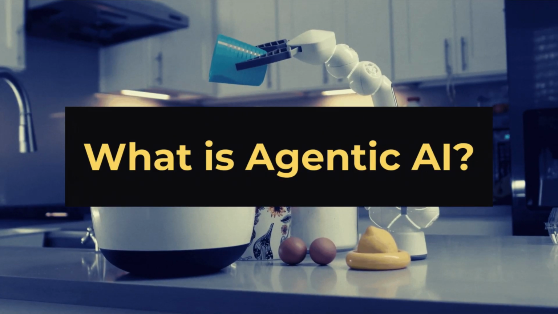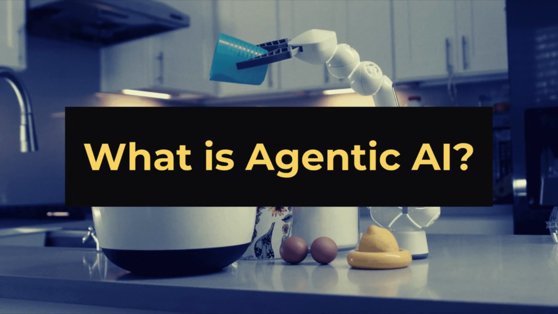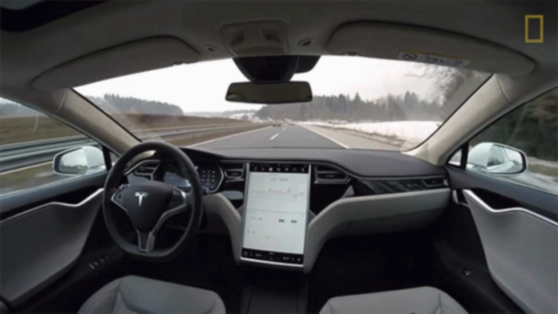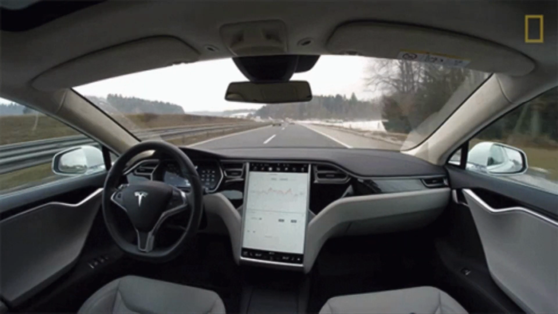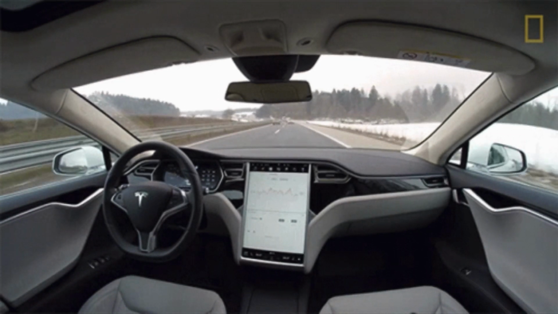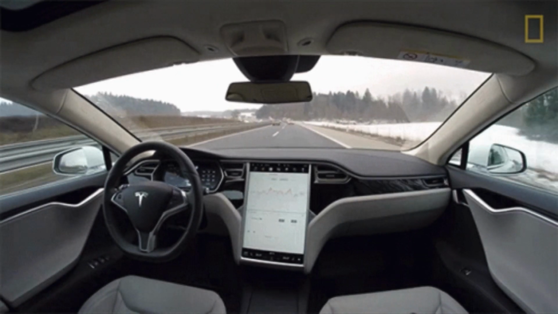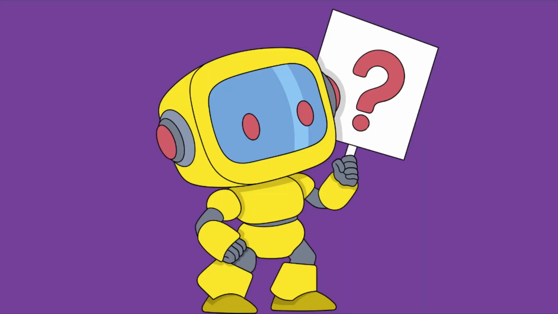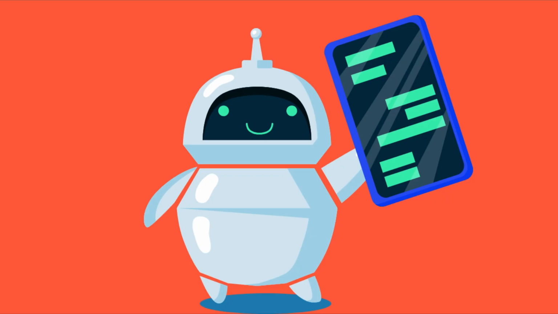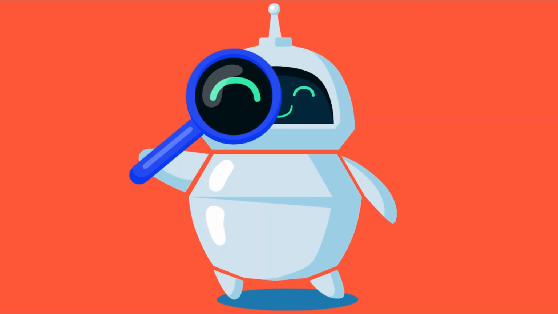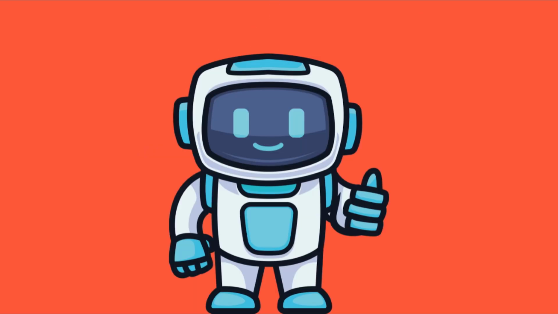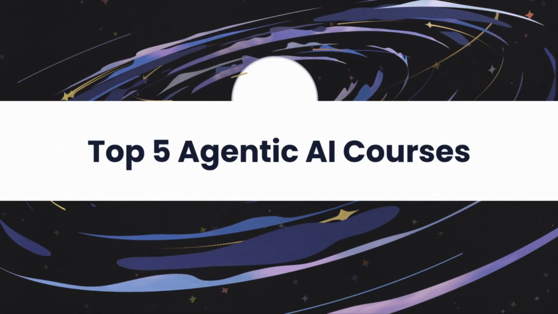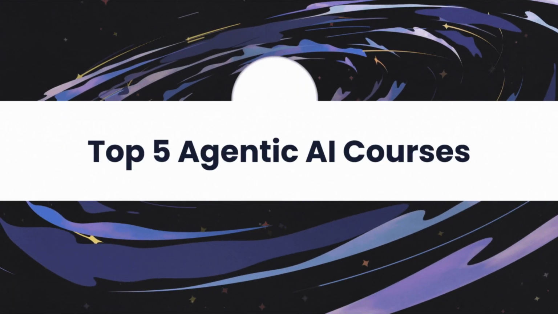Before we jump into the courses, let's quickly talk about what Agentic AI really means. Agentic AI refers to AI models that can think and act on their own. They don't just follow preset rules, they make decisions, have dynamic conversations, and learn from interactions. Imagine an AI assistant that not only answers your questions, but also books appointments, gathers information, and adapts based on what you need. Sounds cool, right? Let's now explore the courses that will help you master Agentic AI.